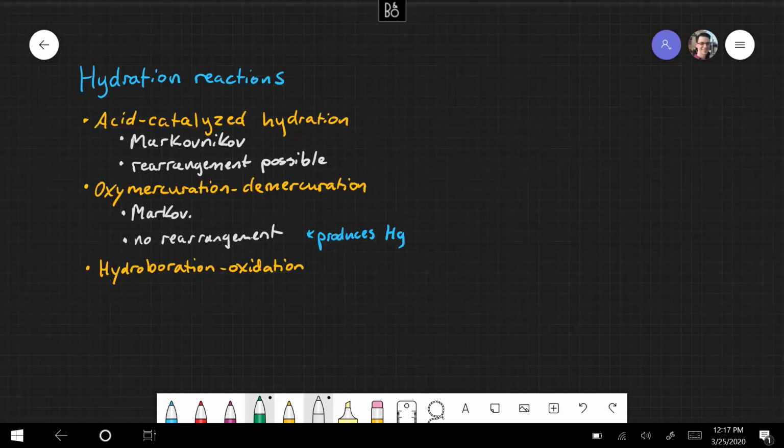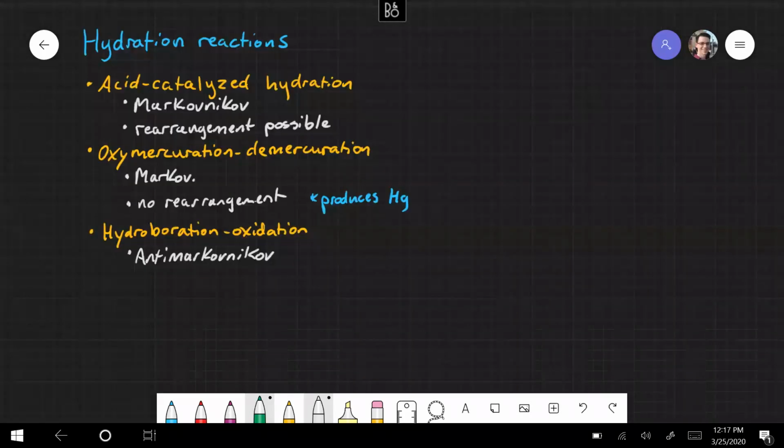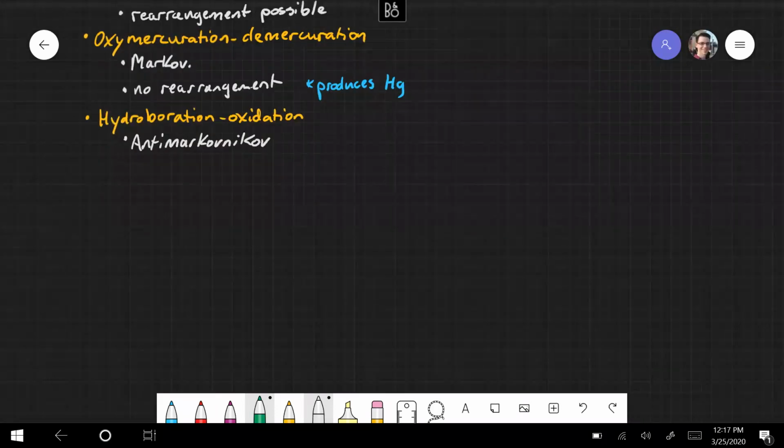This, unlike the previous two, is anti-Markovnikov. Okay, meaning the OH group will be added to the less substituted carbon, which makes this ideal for making primary alcohols, whereas the previous two are not very good for making primary alcohols. So let's look at this. This is a two-step reaction, the first step being hydroboration. So let's look at an example.